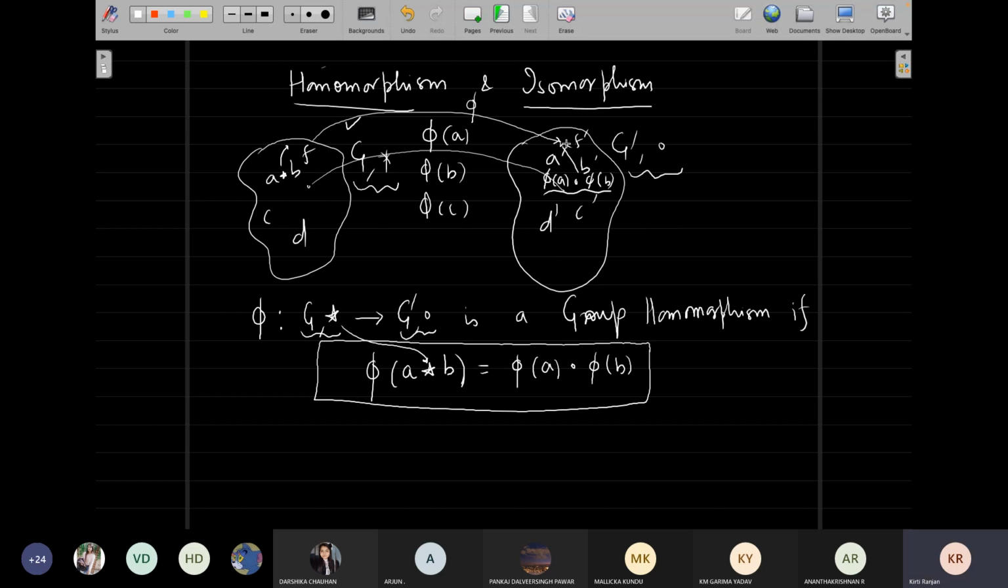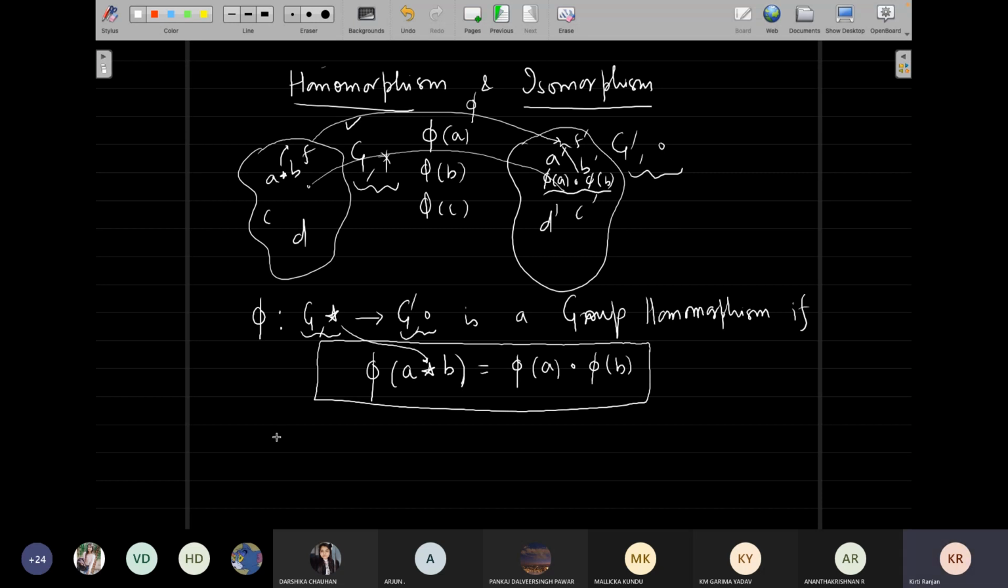I am not restricting at this point of time how many elements can be mapped to a single element, whether it is one-to-one mapping, whether it is onto, bijective, or surjective. I'm not saying anything about that. I'm saying as long as there exists a map phi which will take phi of A star B to phi A dot phi B, we say that phi is a group homomorphism. Again, this sounds like an abstract thing, so we will have to do an example and only then will we understand it.